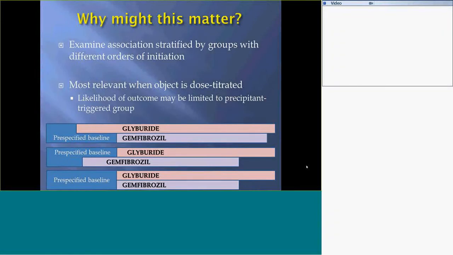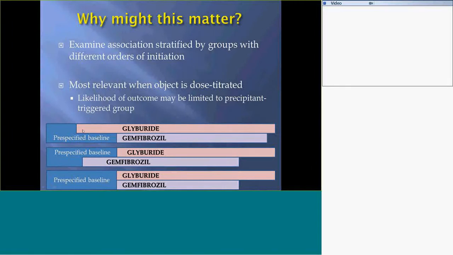Now, why might this matter? Well, I'll argue it's important to examine the associations of interest, that is, between your object drug and your precipitant drug with your outcome, stratified by groups with different initiation orders. And this is particularly relevant when the object drug is dose titrated.